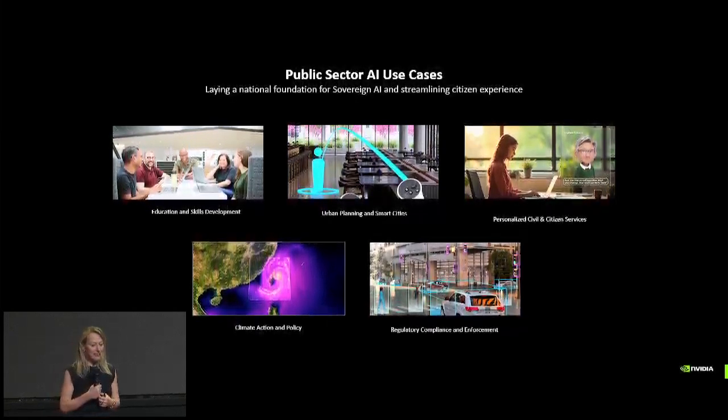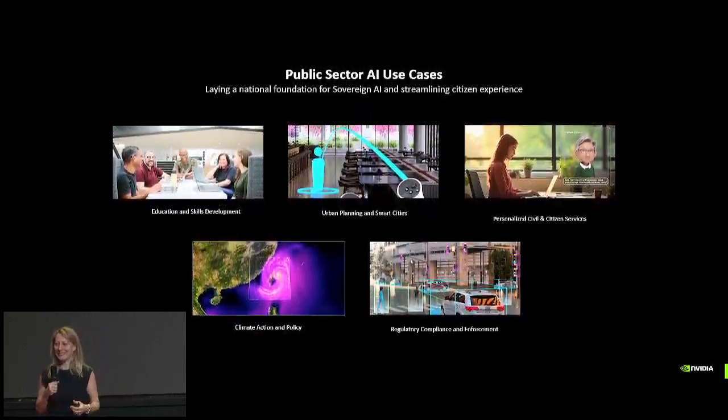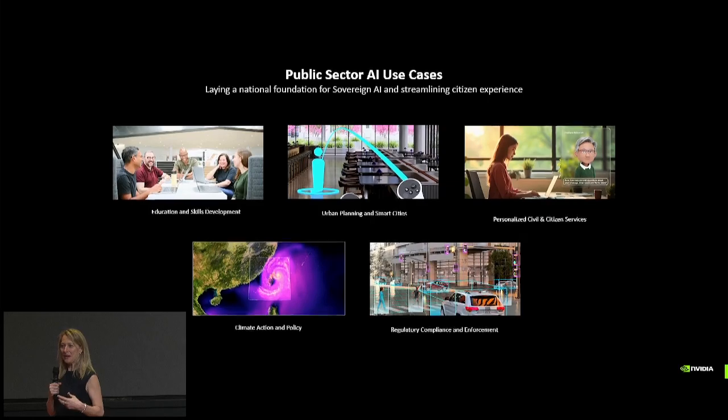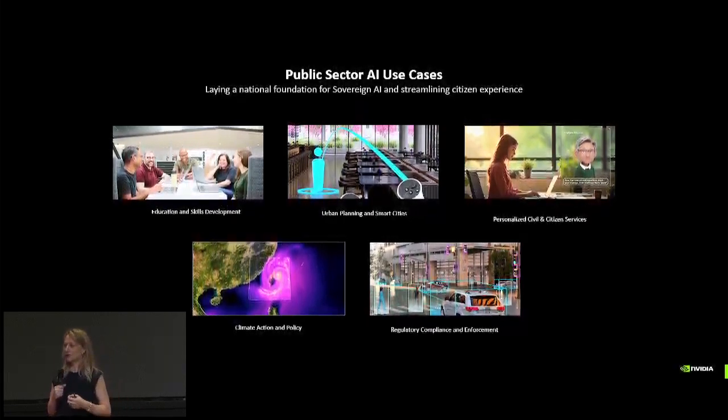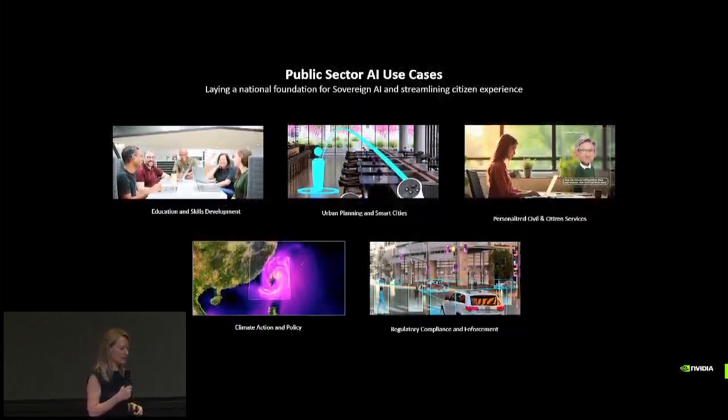Looking at personalized civil and citizen services. Citizen GPT, right? How can you walk into any public institution and know that your information is ready to go, right? You're looking for a license, you're looking for your information specific to your public health needs, all of that. How do you make sure that's ready to go?